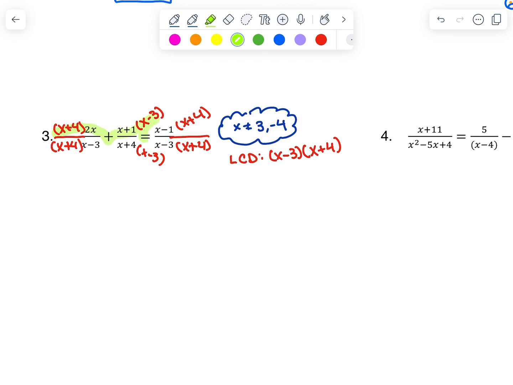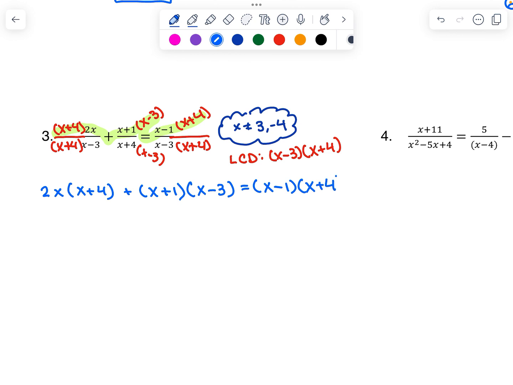So just this part. When I do that, I'm going to have 2x times x plus 4, and then I'm going to have x plus 1 times x minus 3, and it's going to equal x minus 1 times x plus 4. So this is going to be doing some work here because we've got distributing here. That's pretty easy work. But we've got a FOIL here and a FOIL here. So you've got some algebra coming your way.